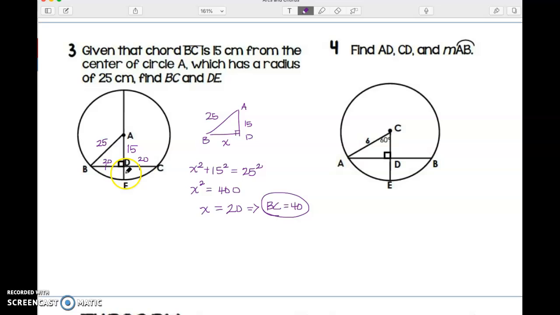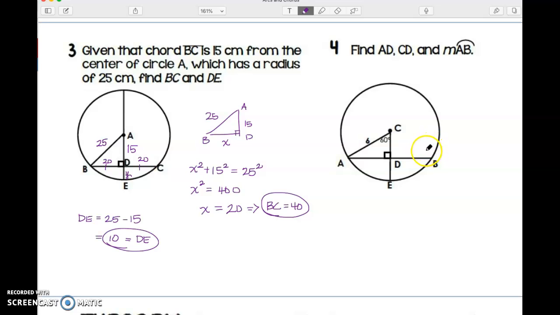DE is this little piece here. They tell us that AE has a length of 25 because it's a radius. So to find DE, we would take the length of the whole segment, which is 25, subtract the piece that we know, AD, and that last little part from the chord to the edge of the circle is going to be 10. So don't overthink some of those. Sometimes it's straightforward. Again, it's just putting the puzzle together.